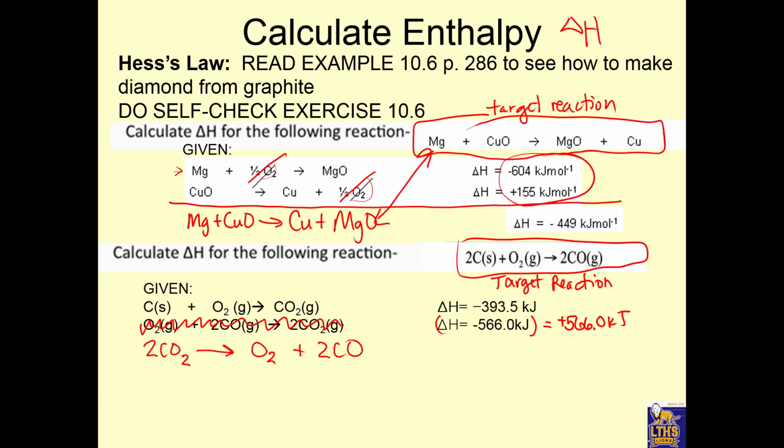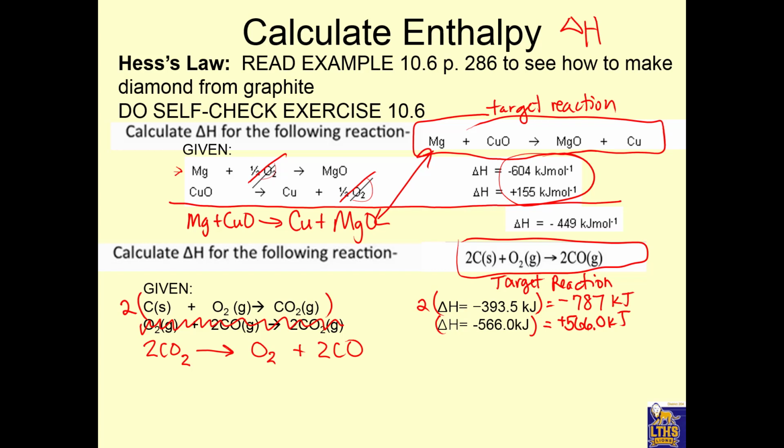This reaction now, if I added these together, I would still get a CO2 on this side because there's only one in each. But if I take this whole reaction and multiply it by 2, then I'll have 2 moles of carbon, 2 moles of oxygen, and 2 moles of carbon dioxide. So then what I'd have to do with this delta H is also multiply it by 2. So 393.5 times 2, and it's still negative because I didn't flip it around, is negative 787 kilojoules.